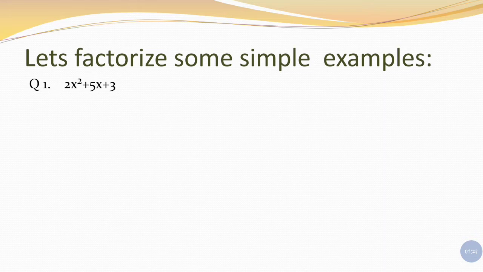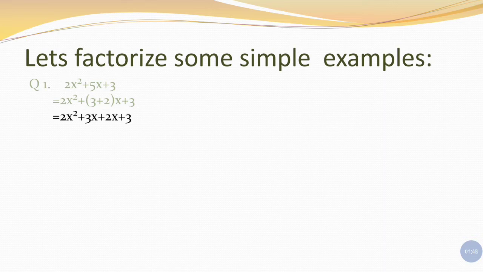So you have this 2x square plus 5x plus 3. You know this is breaking the middle term. So 3 twos are 6 and 3 plus 2 is your 5. So I'm breaking the middle term. You can see 2x square plus 3x plus 2x plus 3.